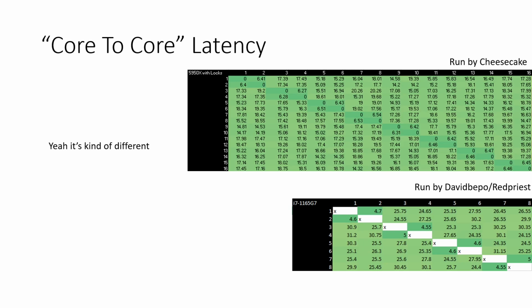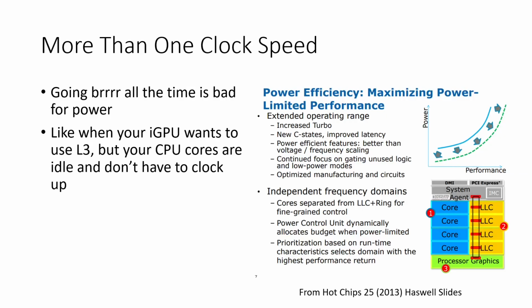But taking this data at face value and inferring a difference in interconnects from it is really dangerous because there is a lot more going on than, oh, here's a ring or here's a mesh. The first and probably biggest issue is Intel's separate uncore clock.